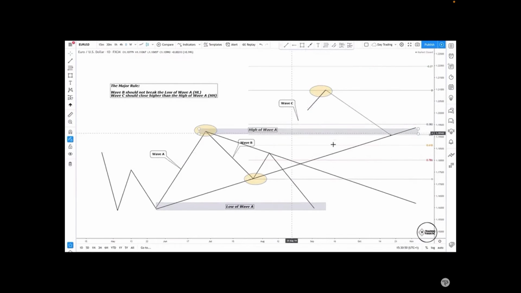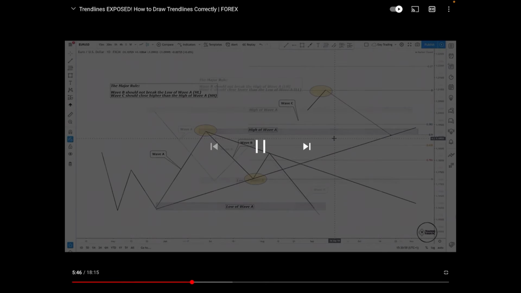So right now it got pretty messy. Let's go to the real charts as we always do to find some trend lines and to see how we're going to trade them.